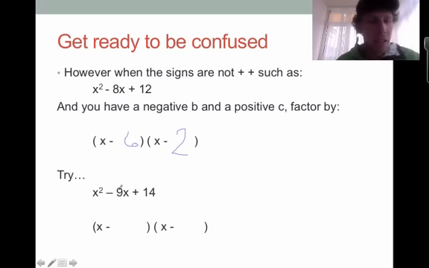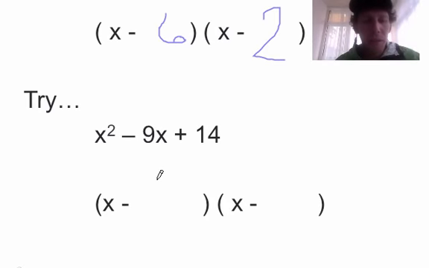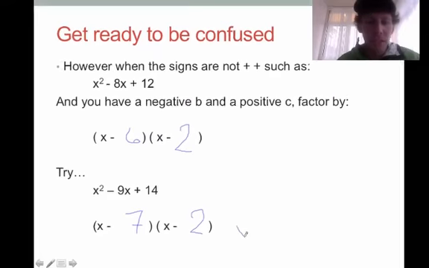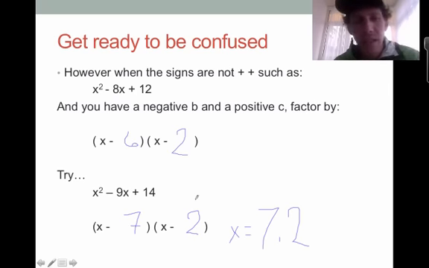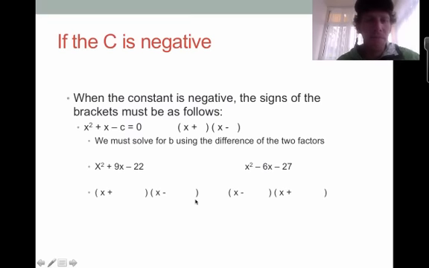Here, x squared minus 9x plus 14. What numbers multiply to 14, sum to -9? 7 and 2. So here our x-intercepts are actually going to be positive. We're going to say here x equals 7 or x equals 2. So when the signs are -bx, positive c, we're looking for numbers that still combine to add.